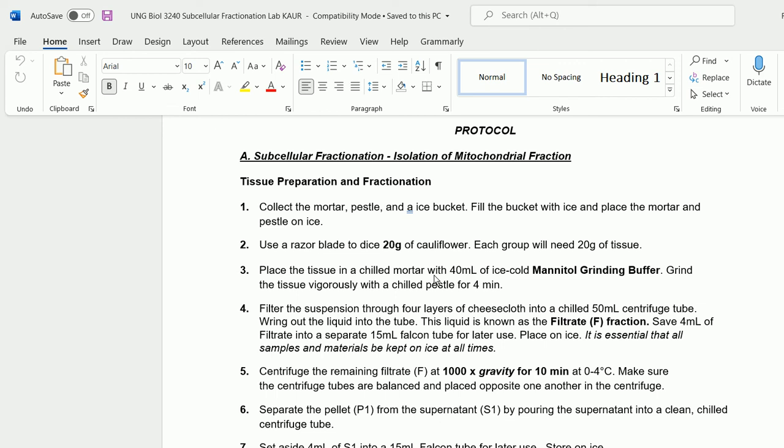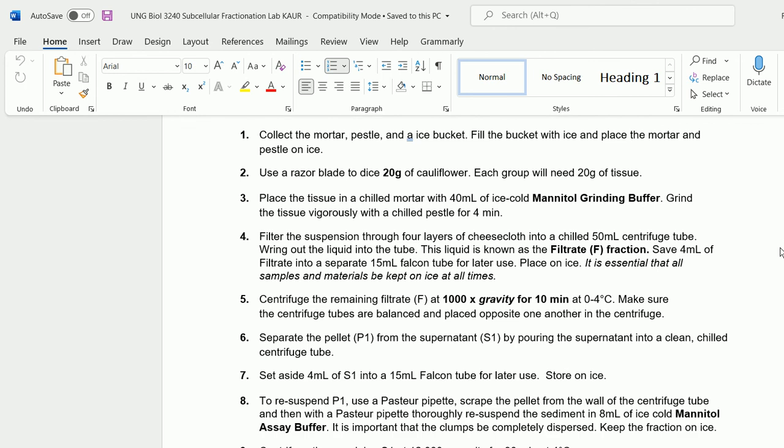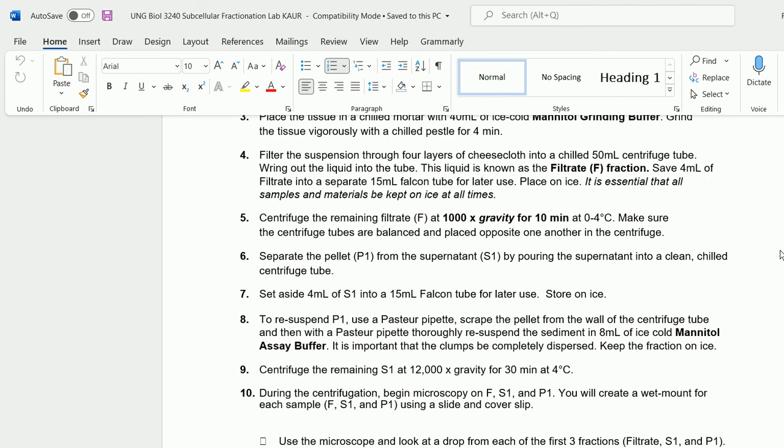Save 4 ml of filtrate into a separate 15 ml Falcon tube for later use. Place on ice. Remember that all the fractions, everything has to be done on ice in this experiment. So you will be saving around 4 ml of your F fraction.